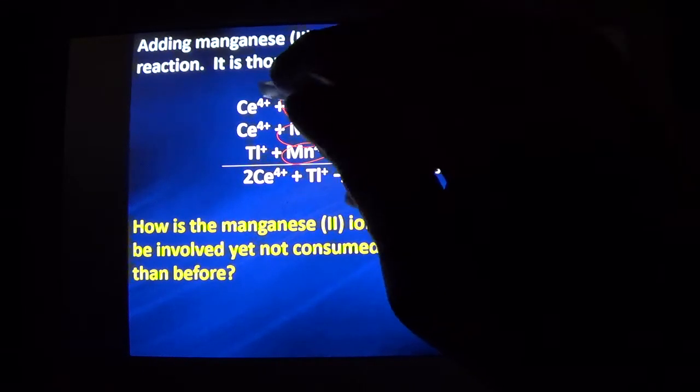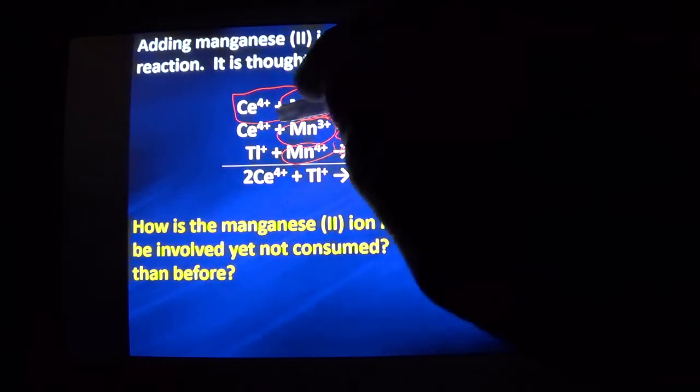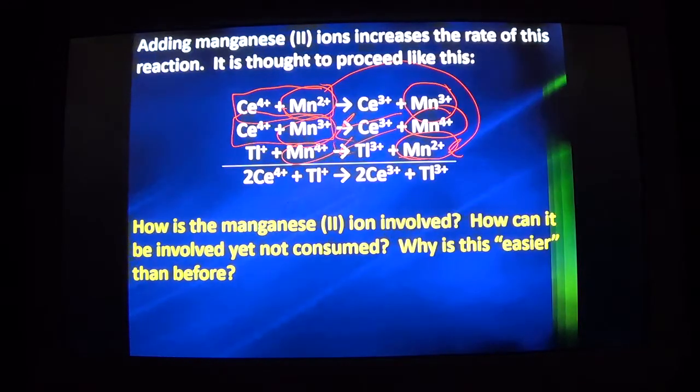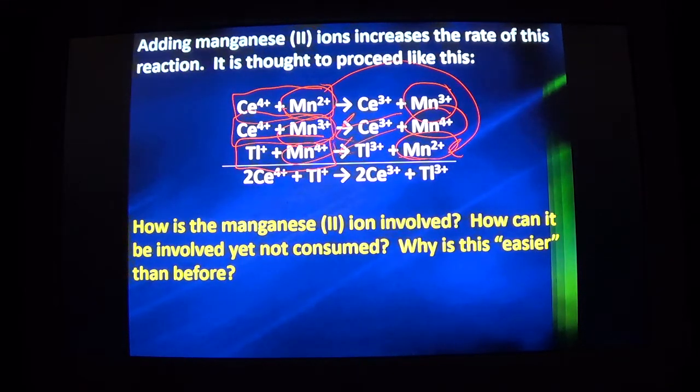How many things need to collide in this first reaction? Please tell me 2. How many things need to collide in the second reaction? Please tell me 2. How many need to collide in the third reaction? You get it again? 2. What's easier? 2 things colliding and transferring electrons, or 3 things colliding?